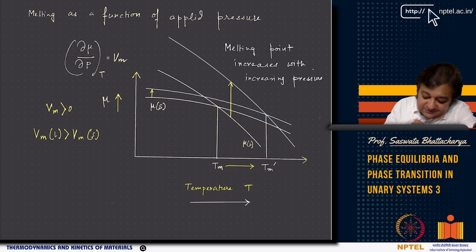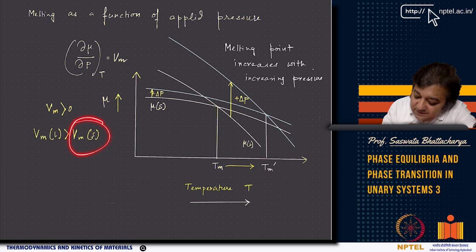Because Vm solid is smaller than that of Vm liquid. So with increasing pressure, plus delta P, you will see that the solid free energy will shift much less, because Vm solid is small compared to the liquid.